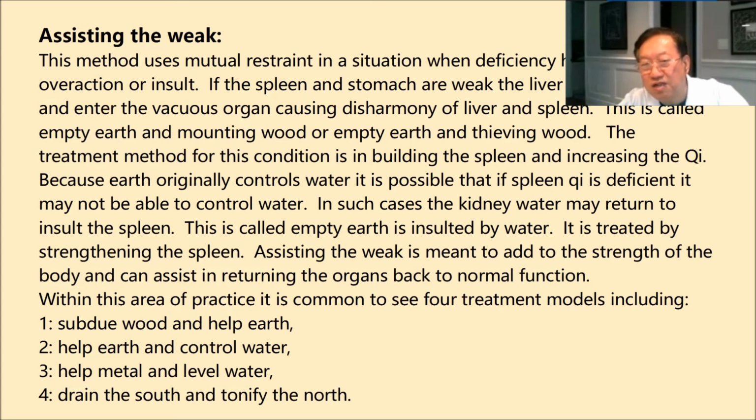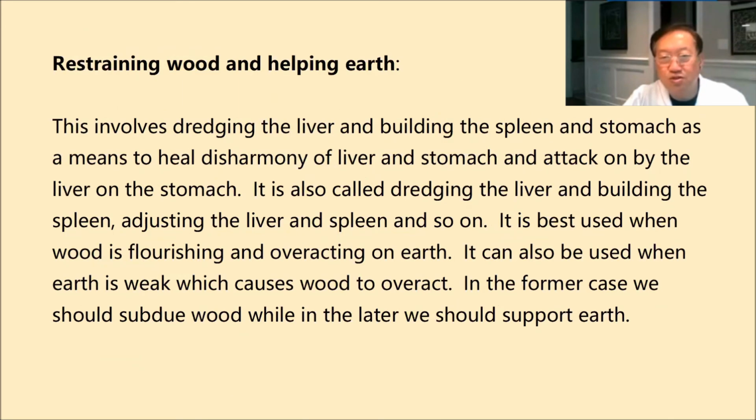Within this area of practice, it's common to see four treatment models, including subduing wood and helping earth, controlling water, helping metal to level water, and draining the south to tonify the north. Restraining wood and helping earth. This involves dredging the liver and building the spleen and stomach as a means to heal disharmony of liver and stomach and attack by the liver on the stomach.